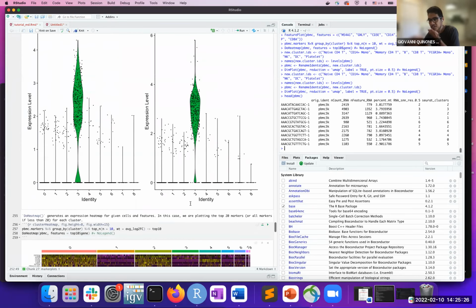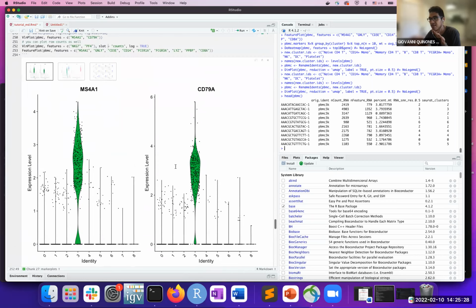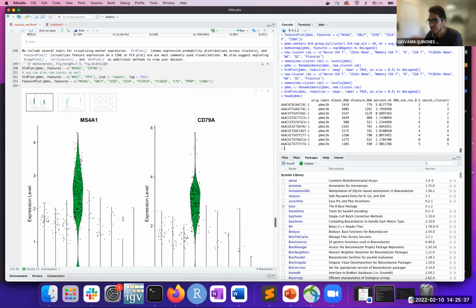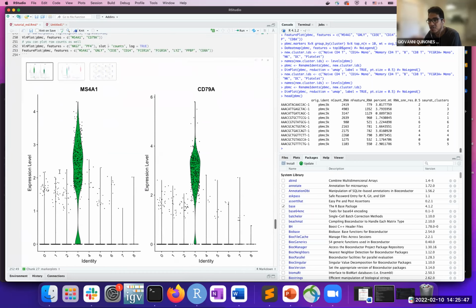Right. So during the break, somebody asked about the violin plots and what unit we are showing here exactly. I had a quick look at the Seurat documentation. The default value when you run a violin plot should be the normalized expression level. So in our case, that'll be the CPM value.